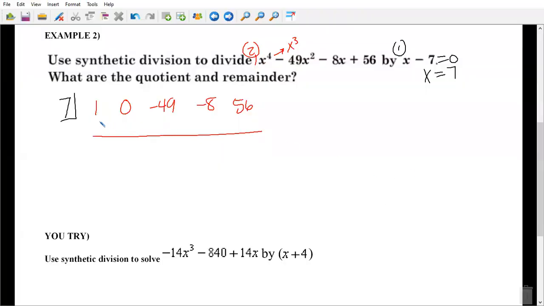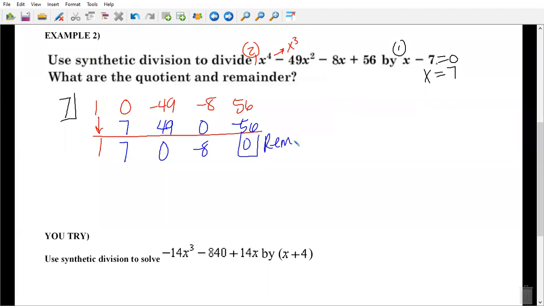All right, so we're going to begin by bringing down our 1 and start the fun. 7 times 1 is 7. 0 plus 7 is 7. 7 times 7 is 49. -49 plus 49 is 0. 7 times 0 is 0. -8 plus 0 is -8. 7 times -8 is -56. And 56 and -56 make 0.